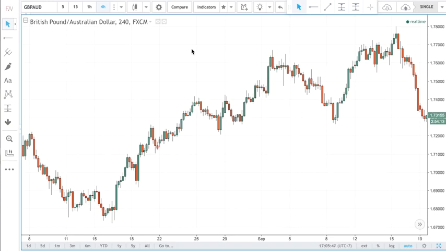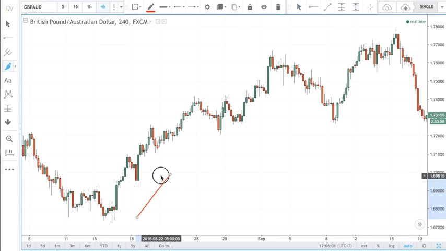Okay, so in this example, we're looking at Pound Aussie. We're on the 4-hour charts on the Pound Aussie, and if we can just assume that the daily chart is in an uptrend, what we're looking at is, let's say, something like this as a buyer's territory, and the guy who started it somewhere down here.